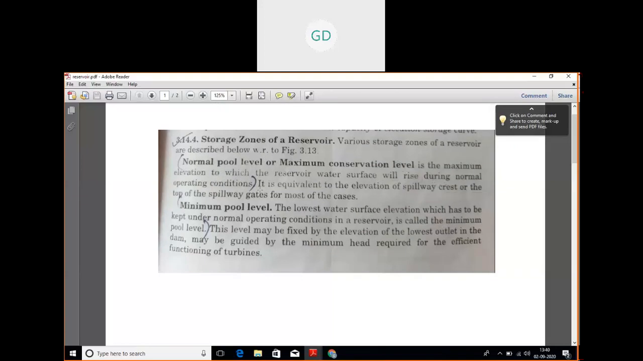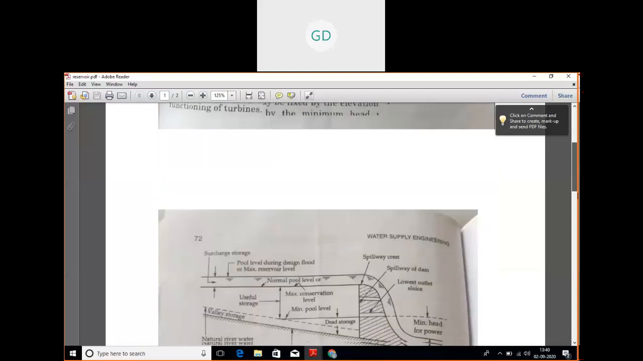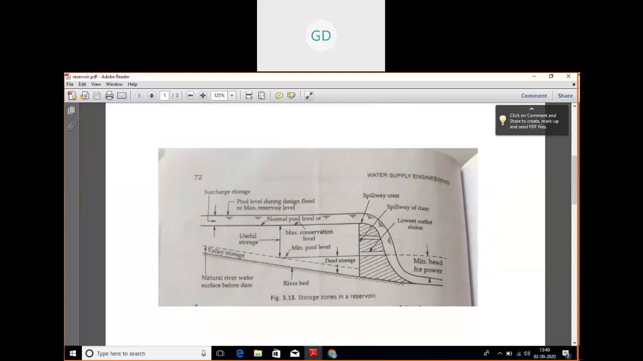It is the maximum elevation to which the reservoir water surface will rise during normal operating conditions. So where is the normal pool level here? It is this one. This line you see, the second line. This is your normal pool level. The pool level is up to your crest. The top part is known as your crest. This is your spillway crest.